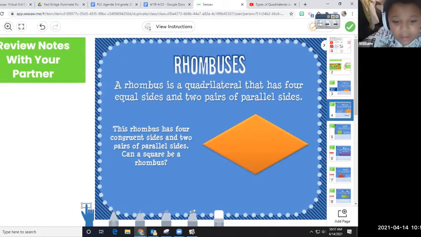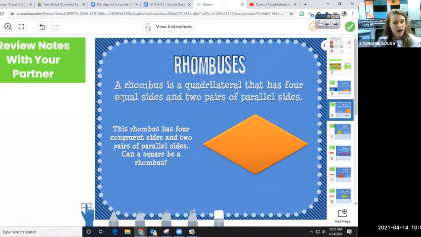Okay. It says a rhombus is a quadrilateral that has 4 equal sides and 2 pairs of parallel sides. It says this rhombus has 4 equal sides and 2 pairs of parallel sides. Can a square be a rhombus? A square can be a rhombus because it's just turned a different angle, and then the points are the 4 corners on the rhombus. Yeah, so I agree, partner.